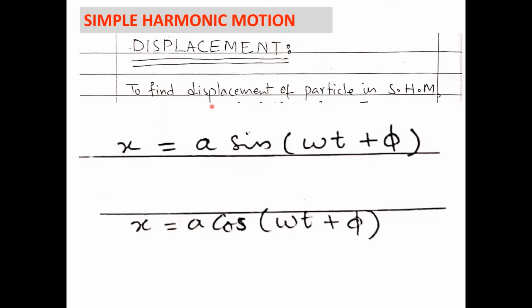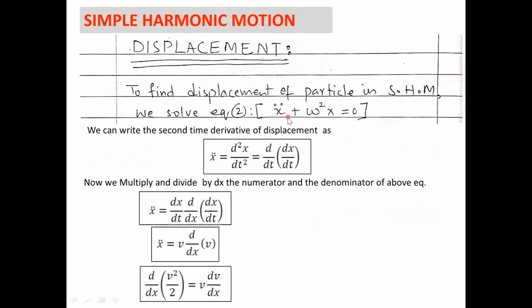In this lecture, we will find the displacement of a particle in simple harmonic motion. Sometimes we get the displacement in terms of sine of x, and sometimes we get it in terms of cos of x. To get both types of solutions, we have the equation of motion for a simple harmonic motion, and that is x double dot plus omega square x equals 0.